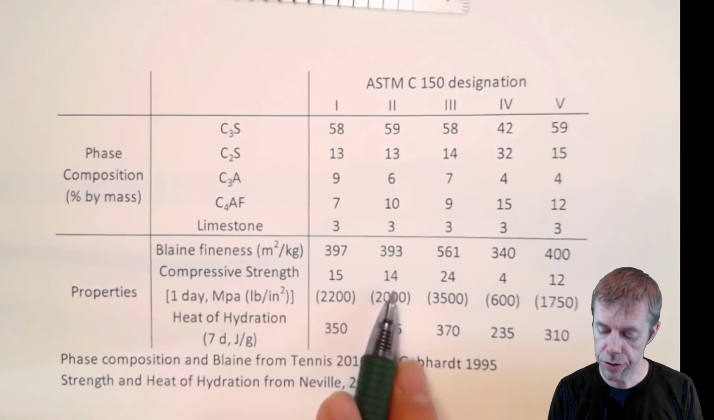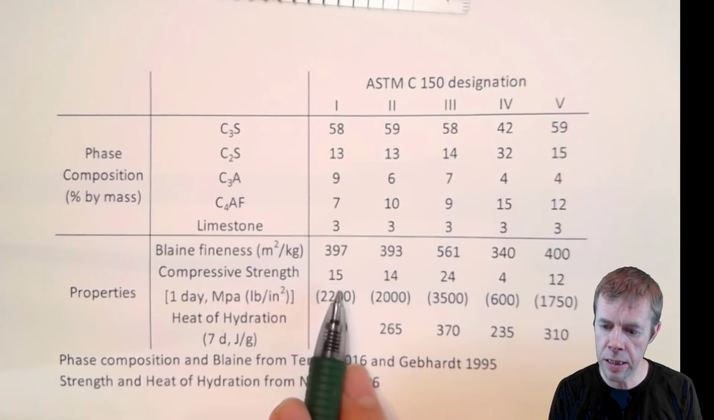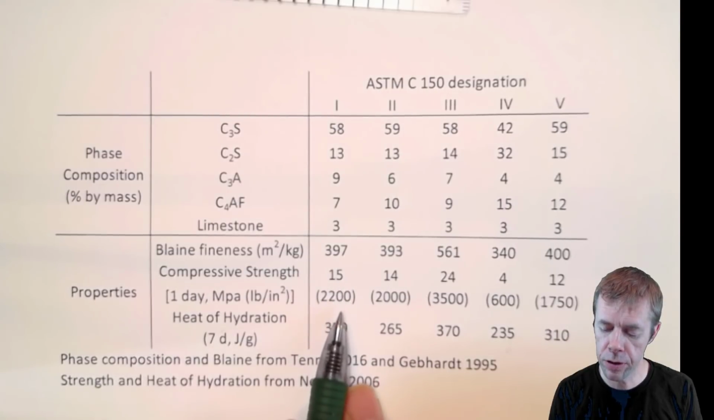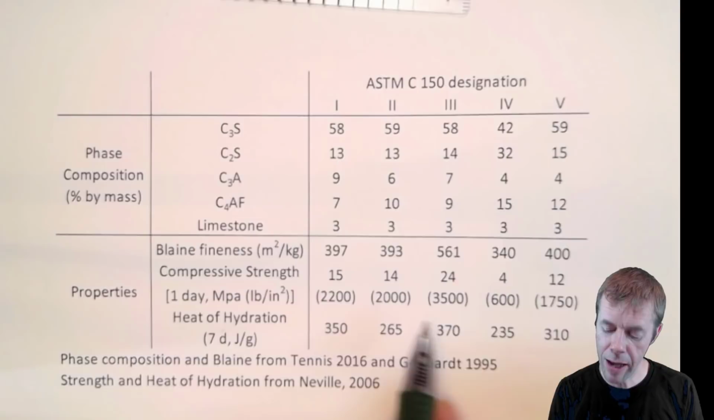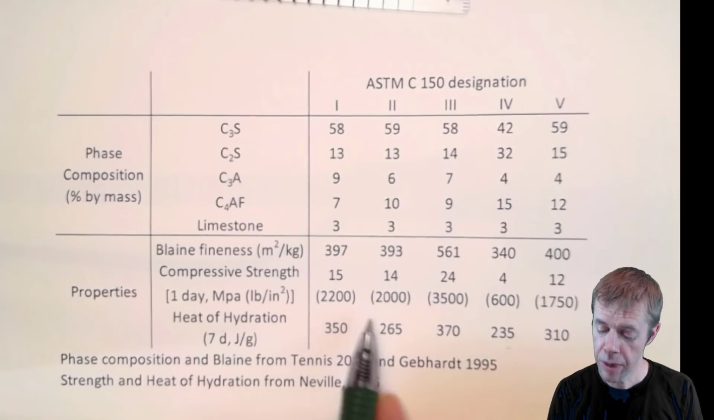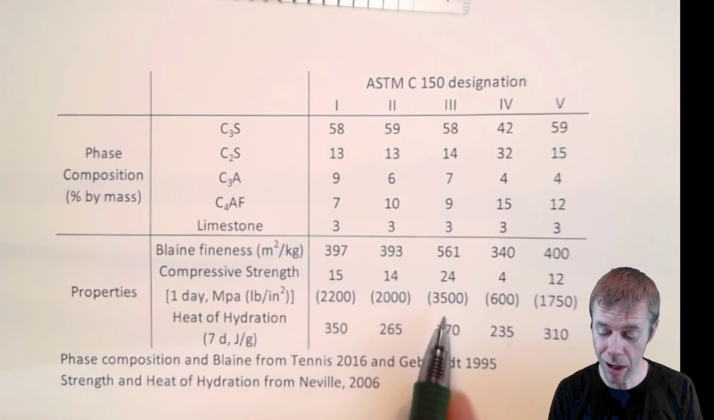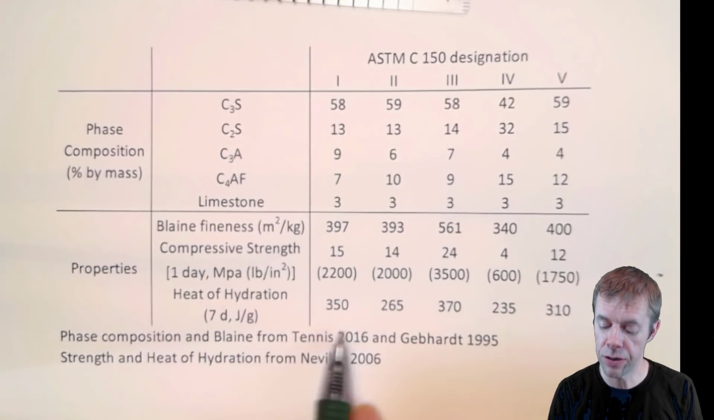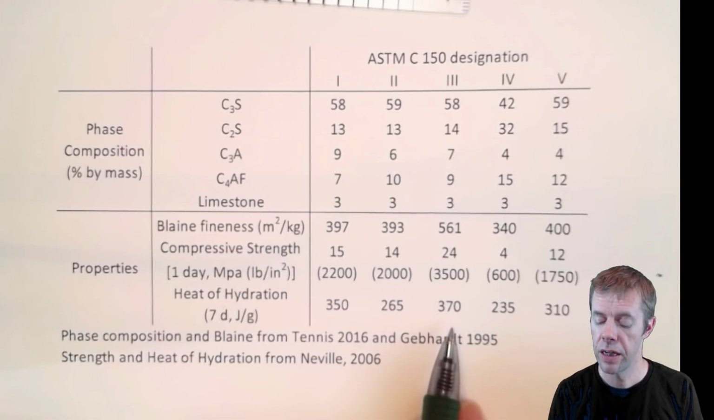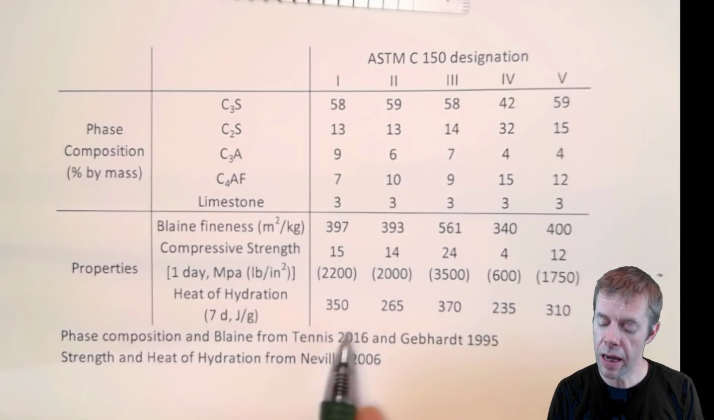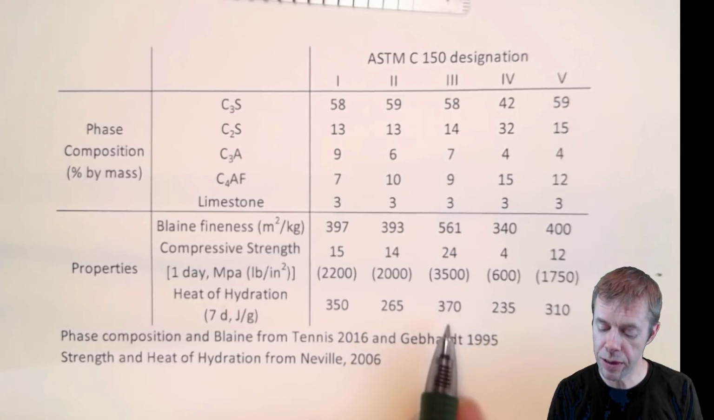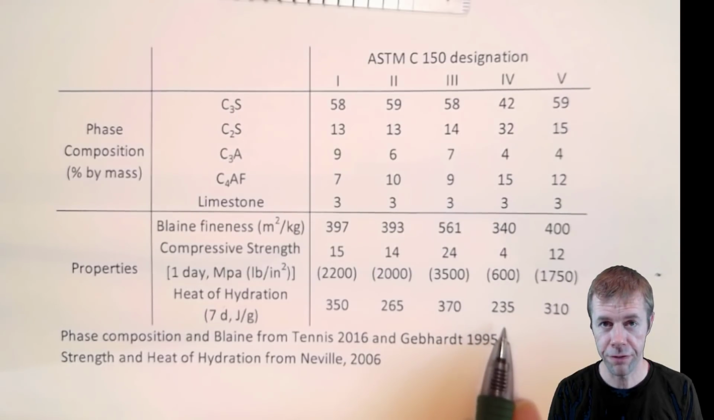These are strengths, compressive strength. This is in megapascals after 1 day, and this is in pounds per square inch. And we'll talk about this test coming up as well. And again, you can see the type 3's got a lot more early age strength than the other ones. And this is the heat of hydration. This is how much heat is given off during 7 days from 1 gram of cement. And again, we can see that type 3 is giving off the most heat. And look at this type 4. It's giving off the least heat.